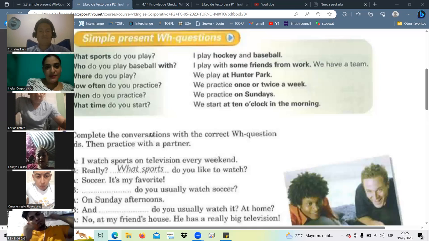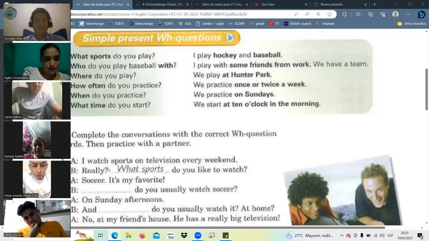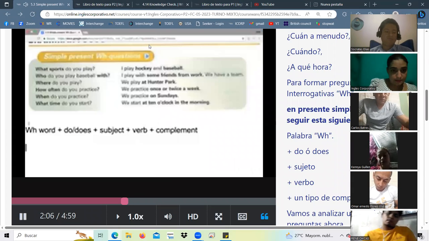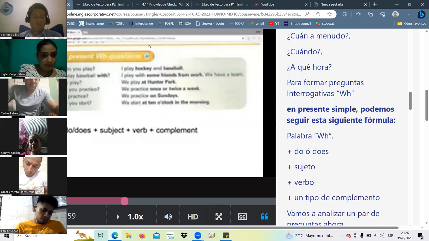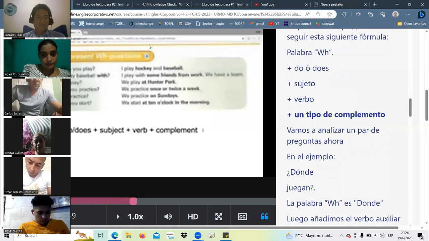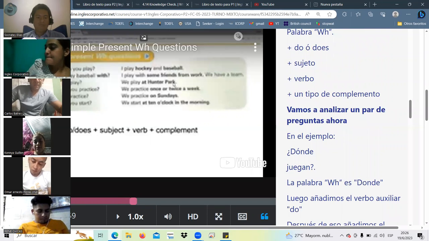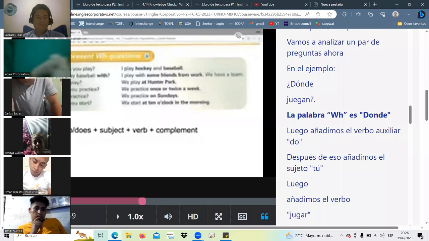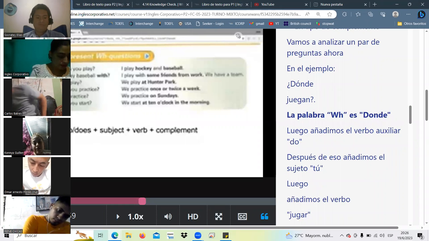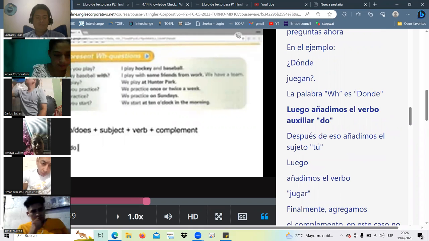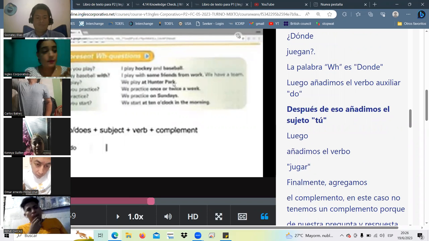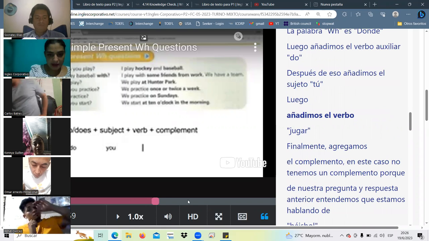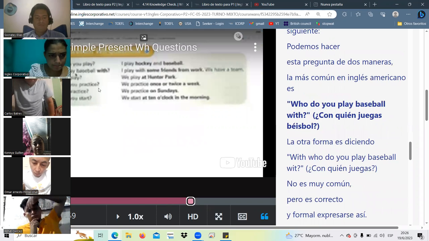Complete the conversation with the correct word. Practice with partner. This next formula: WH word plus do or does plus the subject plus the verb plus some kind of complement. Let's analyze a couple of questions now. In the example, where do you play? The WH word is where. Then we add the auxiliary verb do. After that, we add the subject you. Next, we add the verb. Who do you play baseball with?